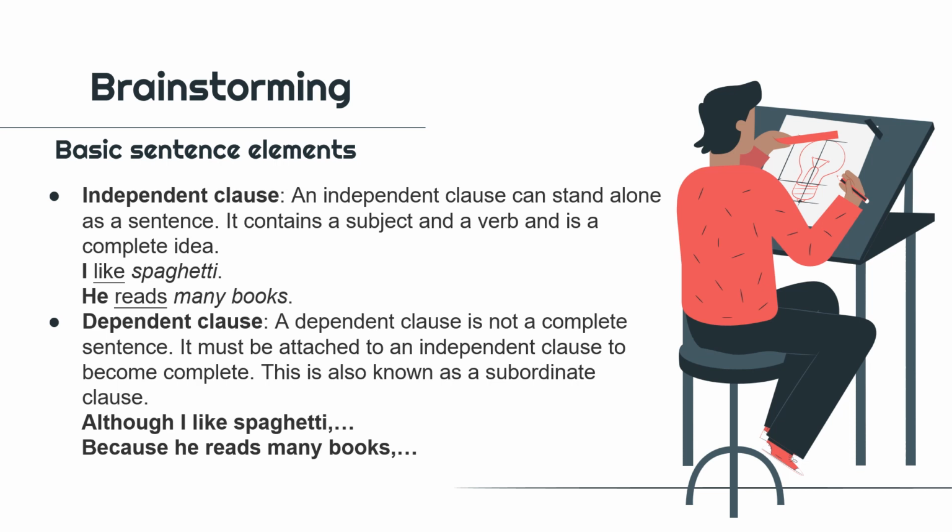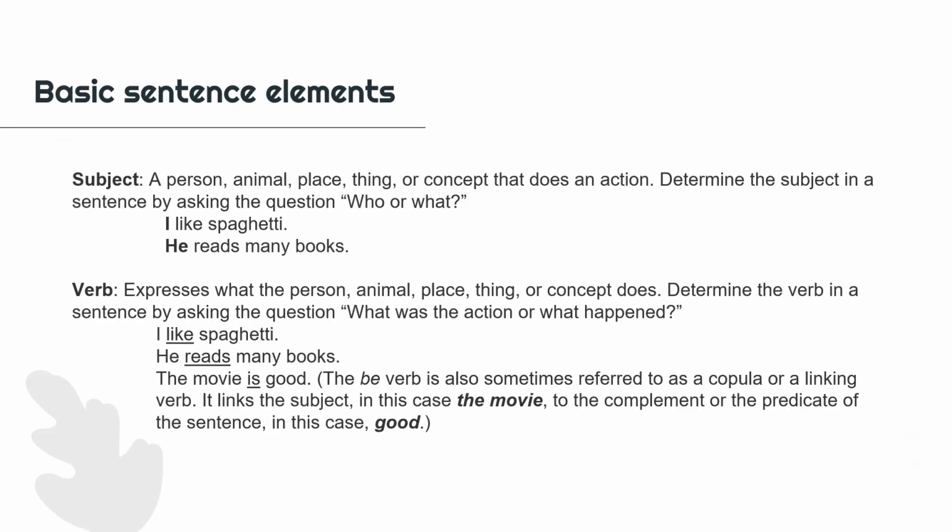A sentence can consist of an independent clause and a dependent clause, or an independent clause and an independent clause. Simply put, a sentence can consist of more than one clause. Do you still remember that a sentence consists of a subject and a verb?